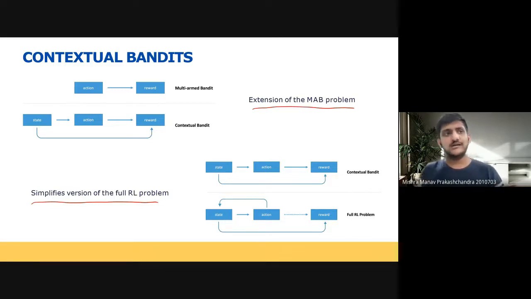And the other way around, you think of it as a simplified version of the full RL problem. In the full RL problem, the difference is that the agent can take multiple consecutive actions, and also the reward information can be sparse. Here, since it's a bandit problem, you have an immediate RL setting, but in the full RL problem, it may so happen that the reward you get is sparse in nature. So this is the difference between full RL and contextual bandit, an in-between stage between MAB and the full RL problem.